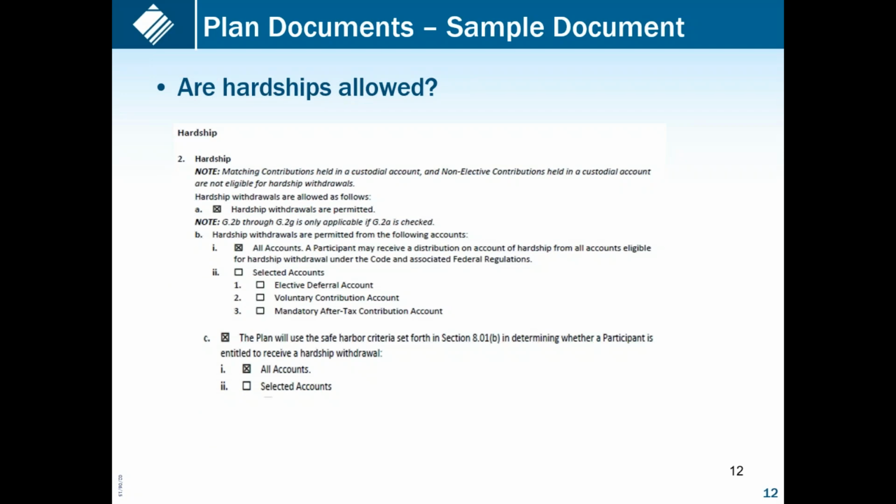Hardship distribution. Are these allowed in the plan? We can find out within the in-service distribution section of the document. Hardship distributions are allowed for certain circumstances determined by the IRS.